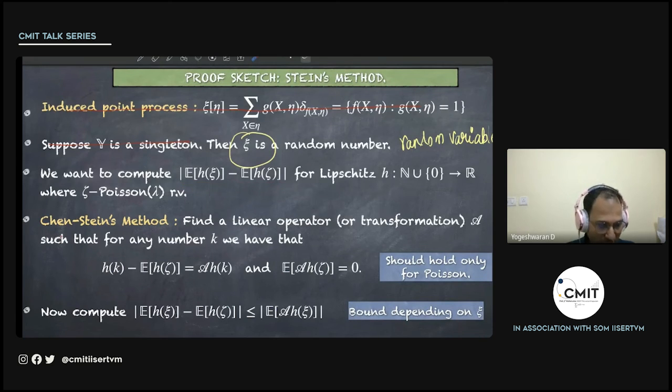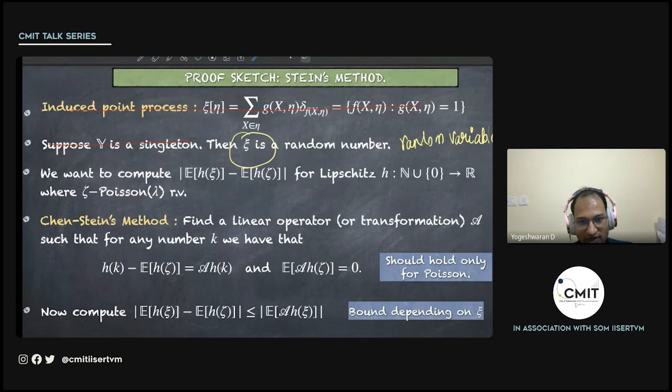Chen-Stein method. Louis Chen was a student of Charles Stein. Stein did it for a Gaussian random variable. Chen did it for Poisson. So it's called Chen-Stein in Poisson, Stein in general. What is the idea of Chen-Stein method or Stein method? You find a linear operator, or in this case a transformation, because I'm dealing with a space of functions h, call it A, such that for any number k, we should satisfy two things. h of k minus the expectation of h of zeta should be A h of k. So for any k, h of k minus this expectation, this is my target, should be this.